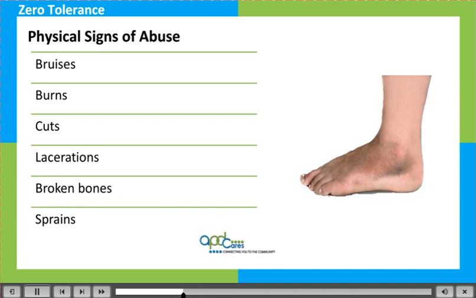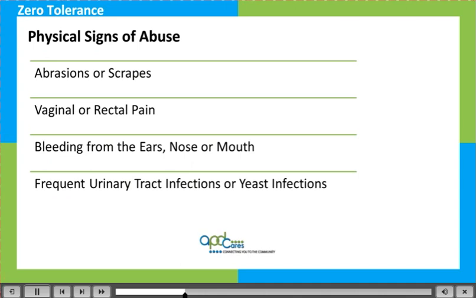Physical signs of abuse are bruises, burns, cuts, lacerations, broken bones, sprains. Other physical signs of abuse are abrasions or scrapes, vaginal or rectal pain, bleeding from the ears, nose or mouth, frequent urinary tract infections or yeast infections.